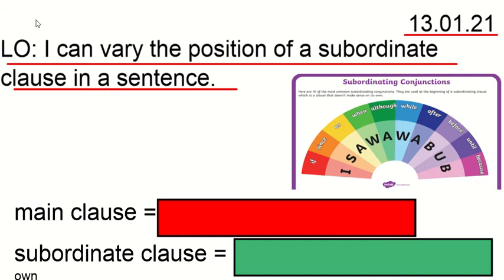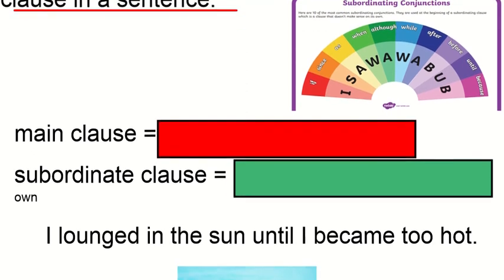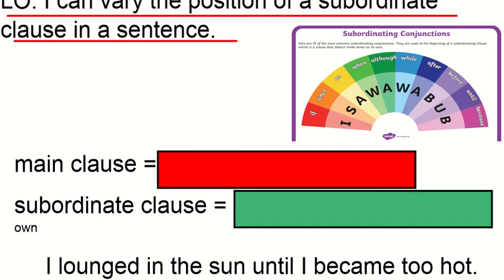Okay, so today's learning objective is I can vary the position of a subordinate clause in a sentence. Now, I'd like Year 6 and Year 5 just to take a moment to remind yourself of what a main clause is and a subordinate clause is. I'm just going to give you a few seconds to think about that.